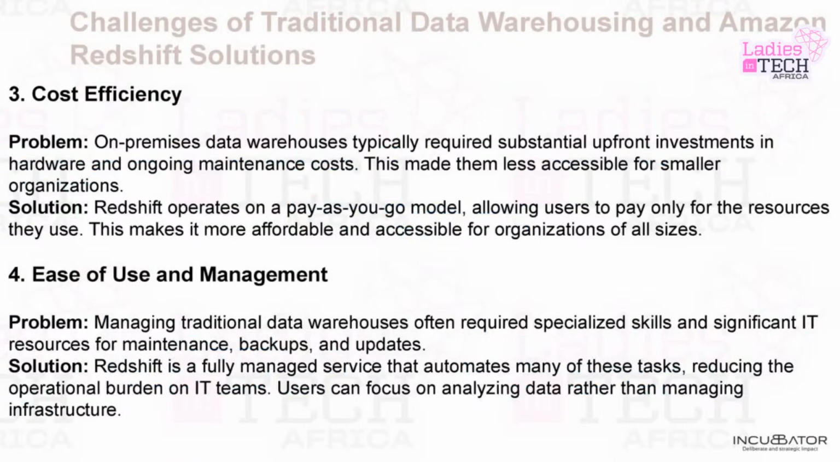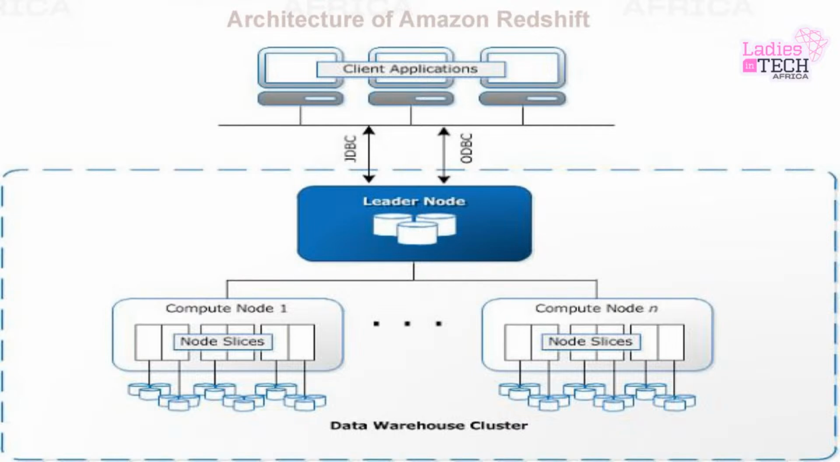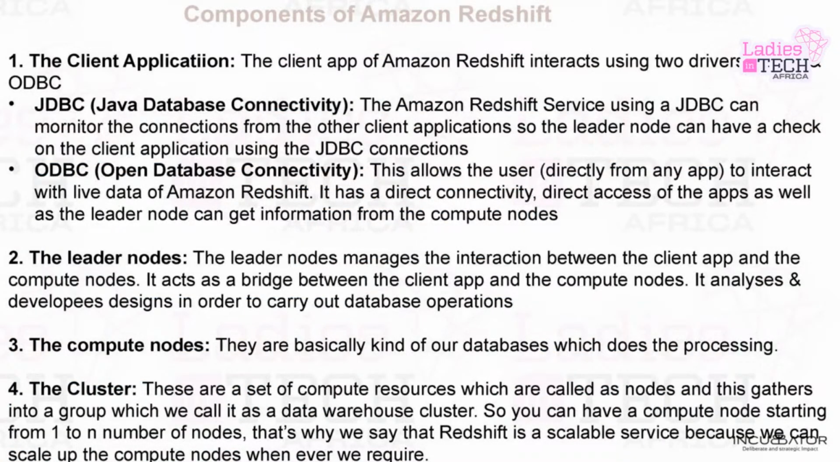Now, sorry, the slide started moving on again. So now, this is Java database connectivity. This one is open database connectivity. This one monitors the connection from the client application, so the leader node can have a check on the client application using this connection, that's the JDBC. This other one allows the users directly from any app to interact with the live data that is already in Amazon Redshift. It has a direct connectivity, direct access of the apps, as well as the leader nodes can get information from the compute nodes.